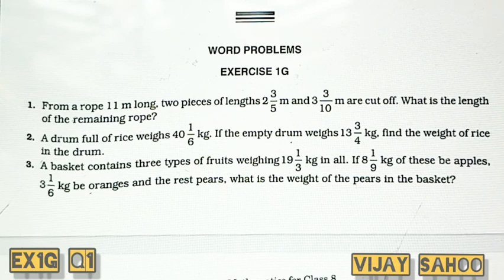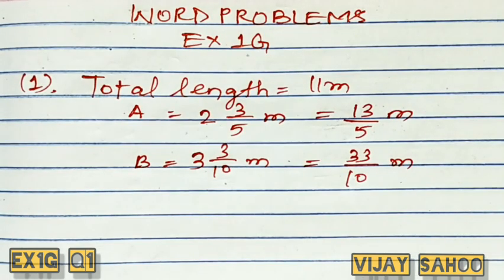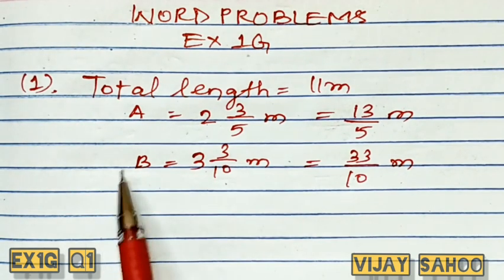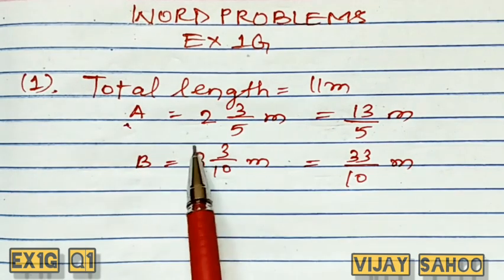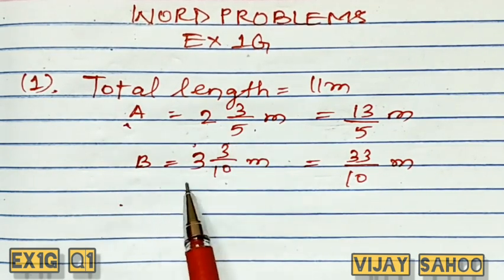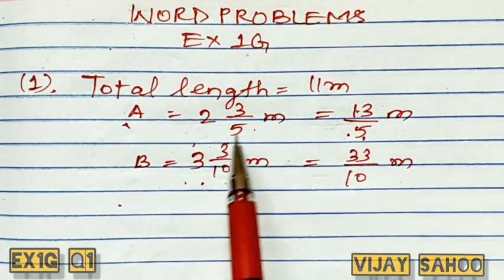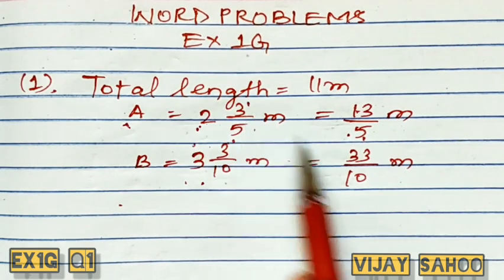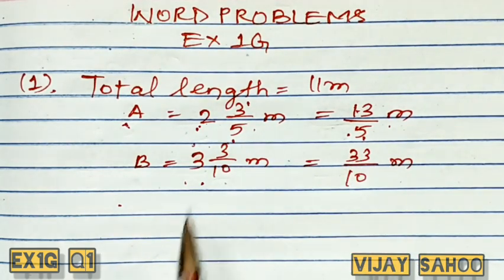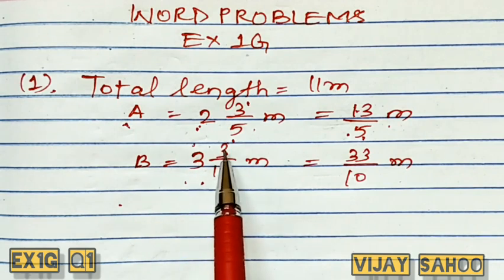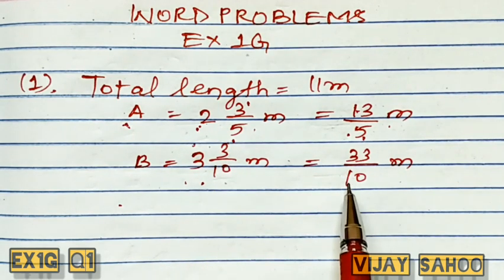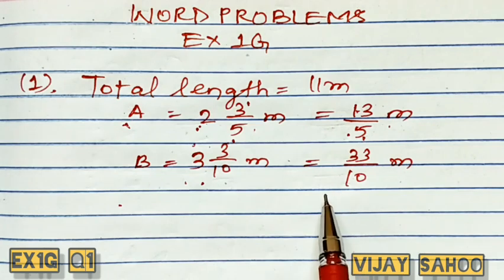Now you are clear with this question, what is given. Let us move further and solve this first question. The total length is 11 meters. I have taken the two lengths, first one A as 2 3 by 5 meters, and B as 3 3 by 10. Now converted, A is 13 by 5: 5 into 2 is 10, 10 plus 3 is 13, and the denominator stays as it is. 3 into 10 is 30 plus 3, that is 33 by 10. Now the question is, we have to find the remaining part.